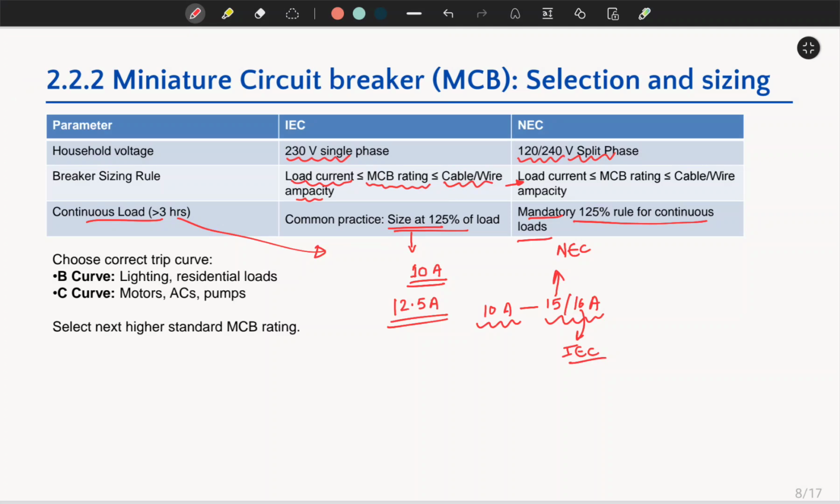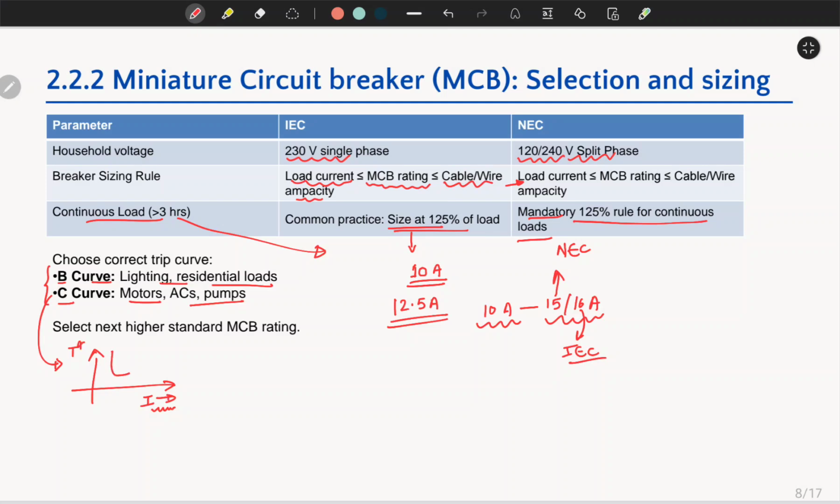Okay, now one more detail we need to consider, just for information, is that we generally use B type of curve for lighting and residential loads, and C type of curve for motors and AC pumps in the case of MCBs. These B and C curves are basically the tripping curves. Because every device has a time and current characteristic, for how much time, how much current it will take to trip.